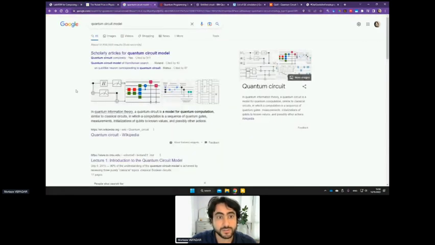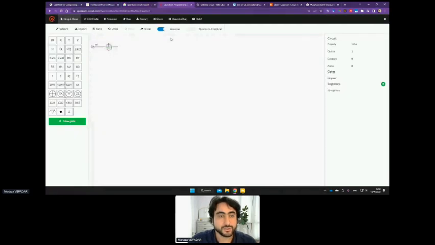And for the quantum circuit, if you look at the Wikipedia definition in quantum information theory, a quantum circuit is a model for quantum computation, similar to classical circuits, in which computation is a sequence of quantum gates, which I'll talk about, and measurement, initialization of qubits to known values, and possibly other actions. Qubits and these quantum gates are two new concepts I will show you shortly.